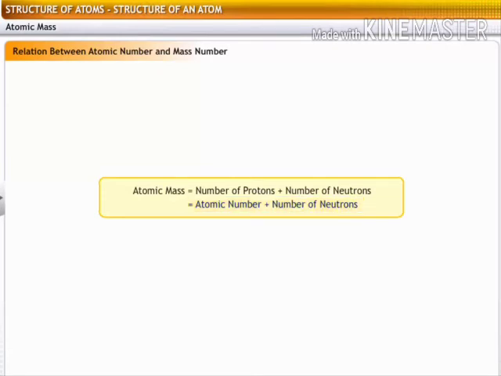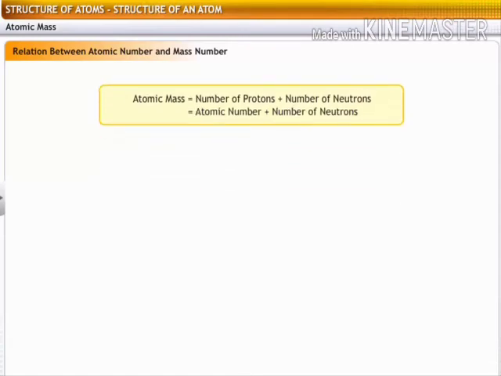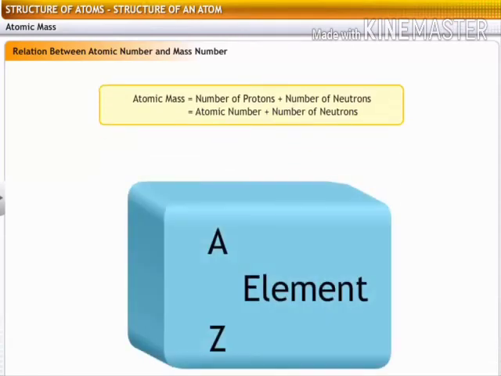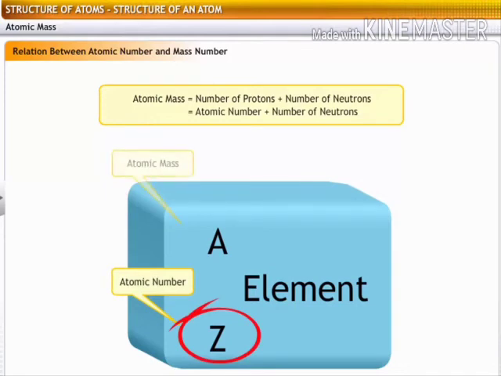The atomic number and mass number can be indicated on the symbol of an element. The atomic number is written as a subscript on the lower left side of the symbol, whereas the mass number is a superscript on the upper left side of the symbol.